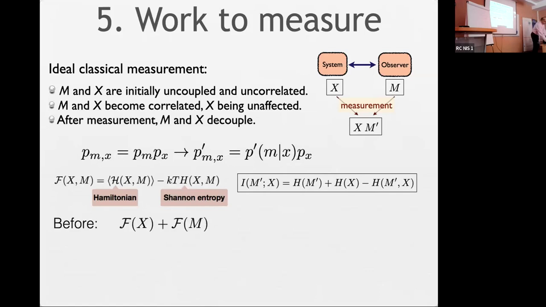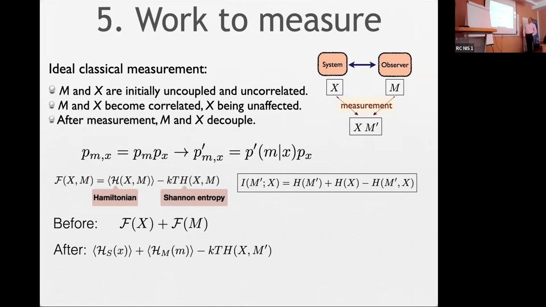And now, before the measurement, the Shannon entropy is additive when the two systems are independent. The Hamiltonian is also the sum of the Hamiltonian of the observer plus the Hamiltonian of the system, because they're uncoupled. So everything is additive and the free energy is additive. So before the measurement, we have this condition.